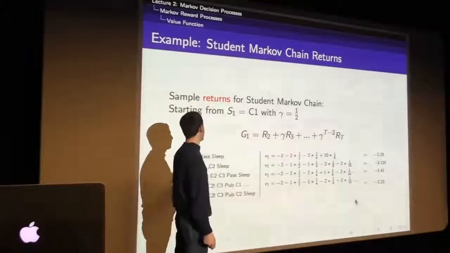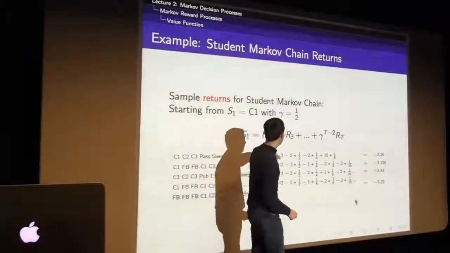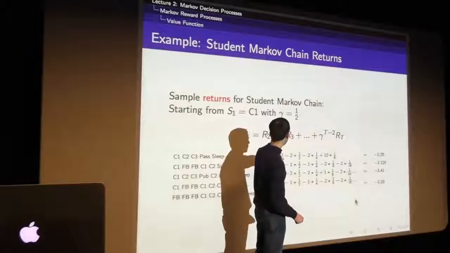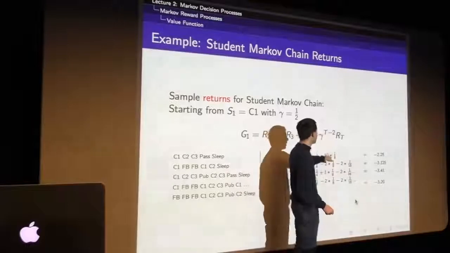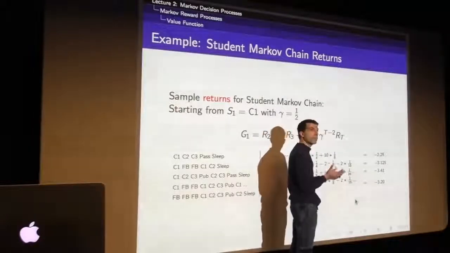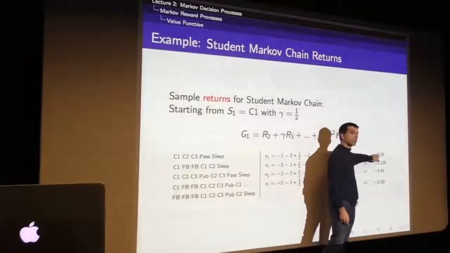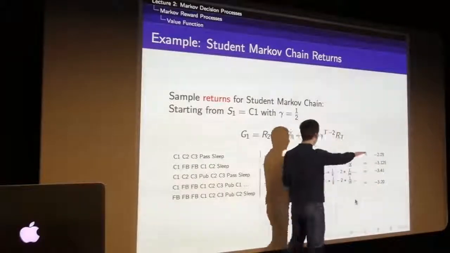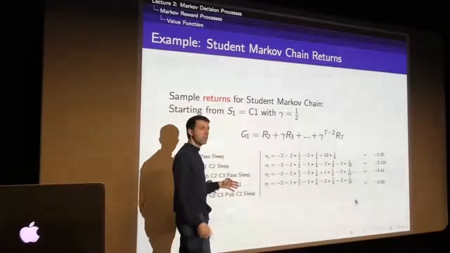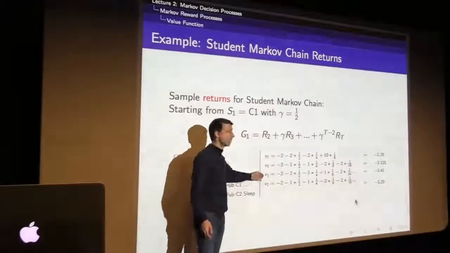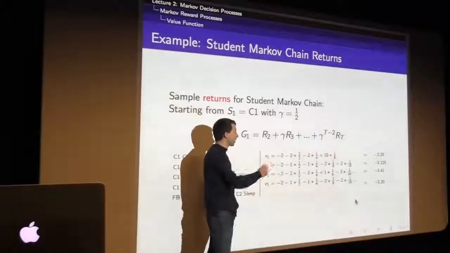Now if we look at the value of these, these are basically the returns here. You get -2 at the first step, -2 discounted by a half, -2 discounted by a quarter, and then at the end of it you get this +10 reward for finishing all 3 classes, and that's discounted by an eighth. If you sum those all together, you get -2.25. So that's one sample of the return. This one should say G1. And now we've got 4 different samples here. These are the first 4 different sample sequences through this Markov reward process.